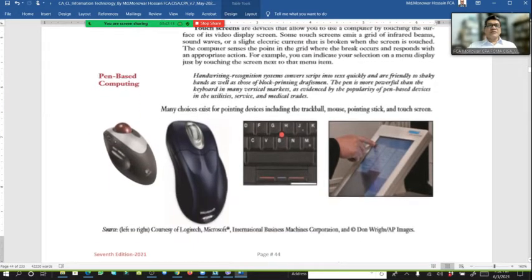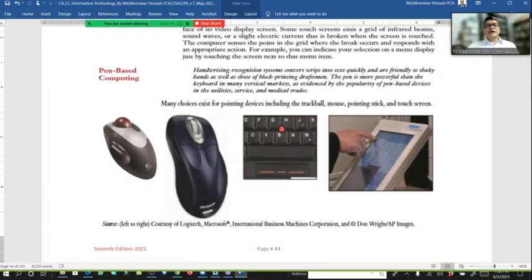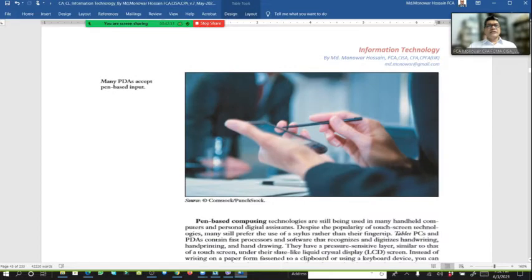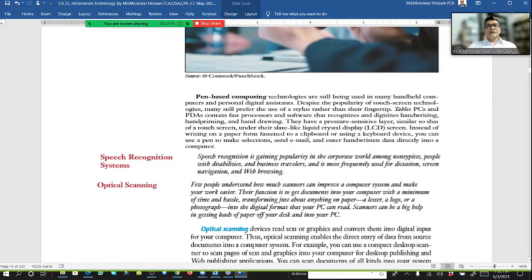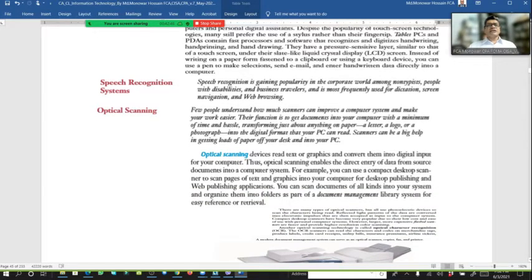Pen-based computing has handwriting recognition, so you can write through the touch screen, and what you write is recognized. Here there are the mouse and different types of items, and PDAs also accept pen-based input. Pen-based computer technology is still being used in many handheld computers and personal digital assistants, and some use speech recognition systems and optical scanners.